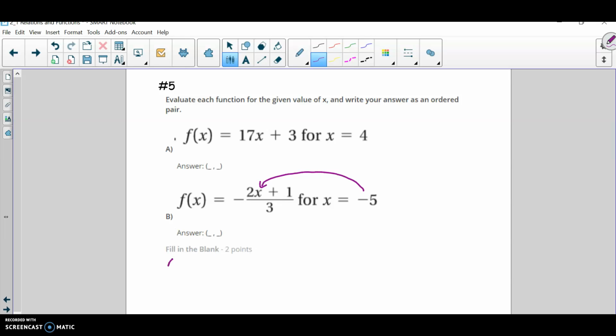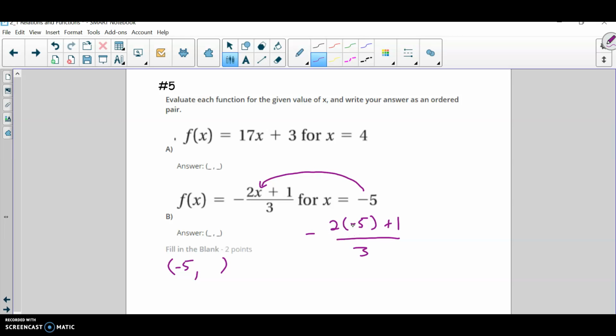So our ordered pair is an input-output pair. So the first blank is actually just -5 here because that's our input. And then we have to calculate the output. So I'm going to write the whole statement out here with x replaced with -5.